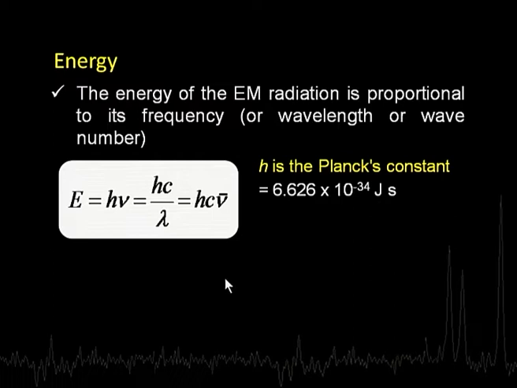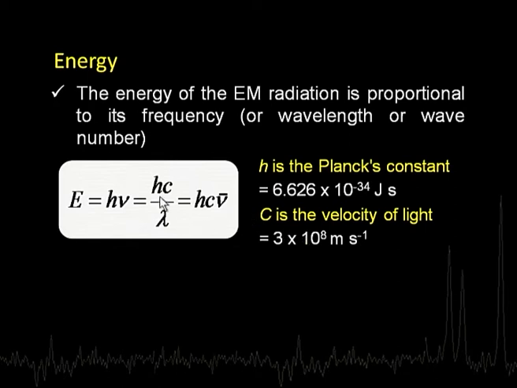This is very important here, and this proportionality constant h happens to be Planck's constant, having a value of 6.626 into 10 to the power minus 34 joule second, and c as before is the velocity of light, which happens to be 3 into 10 to the power 8 meter per second.